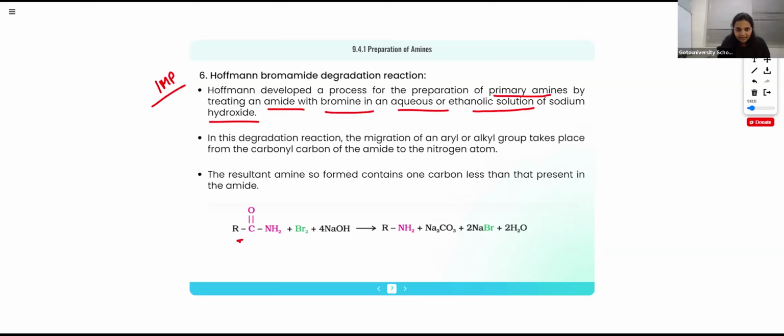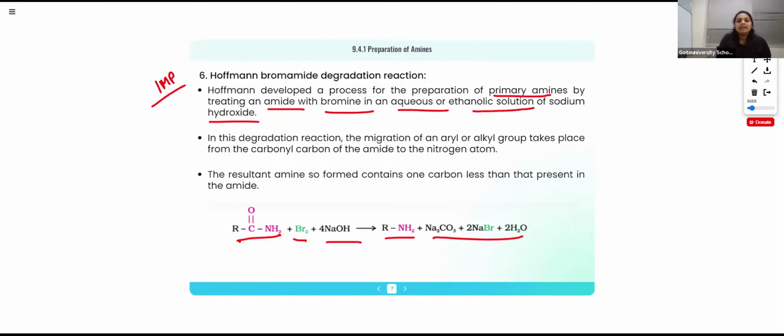Primary amines by treating an amide. In Gabriel phthalimide synthesis also, we are using a phthalimide. In both we are using amides, but that is phthalimide, which is called Gabriel phthalimide synthesis. This is another common amide. Amide means it should have a CONH2 group. So this is the compound on reaction with bromine, and sodium hydroxide is there. So this is the compound we are getting: amines and the side products also. If you don't remember the side products, leave it. You have to write the correct product that we are going to get from this particular reaction.